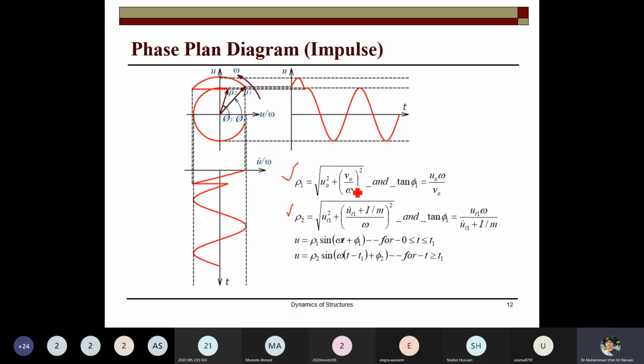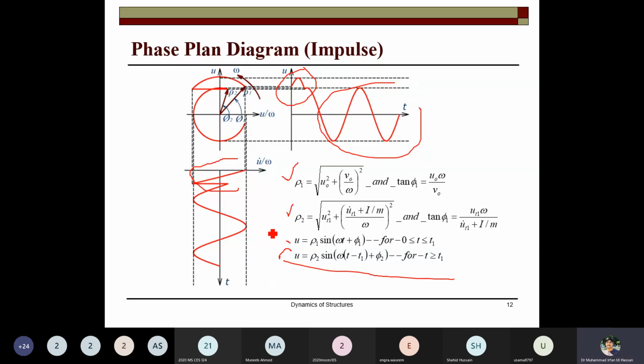In this case also the formula will be slightly modified, because when the response is for the impulse, it has a different equation, and in this zone the equation is this one, and in the other zone the equation is this separate equation. So this is the case when initially you disturb the body by some impulse and again the free vibration starts.